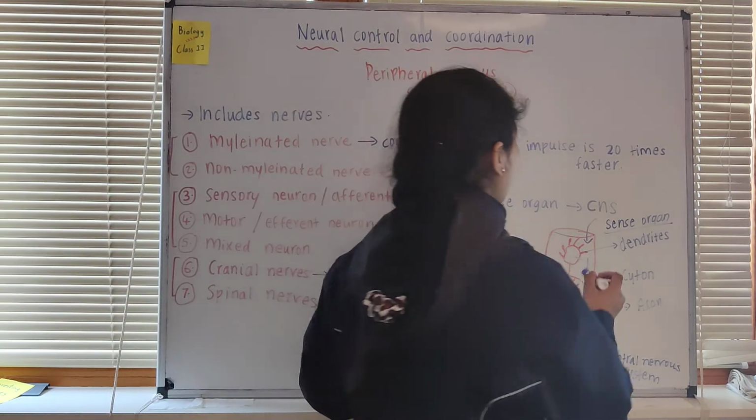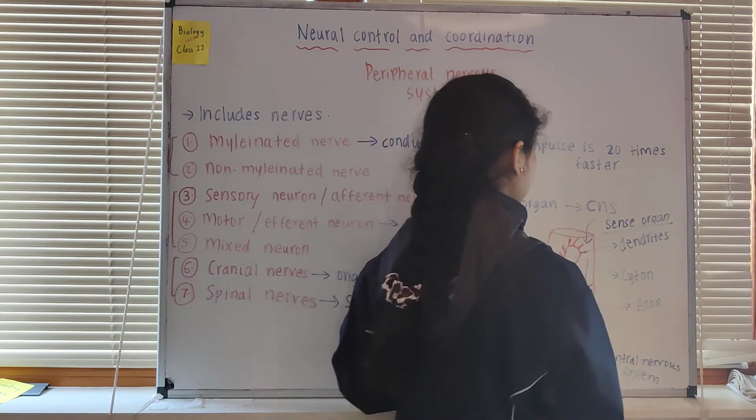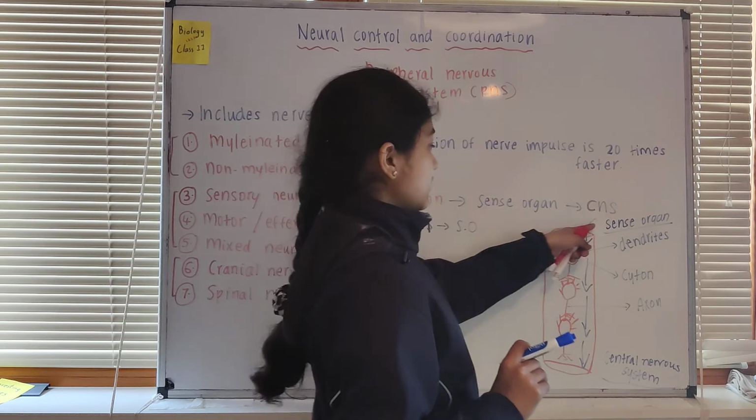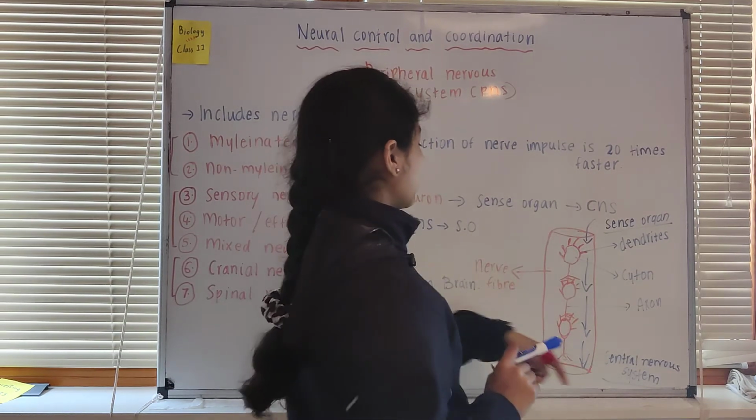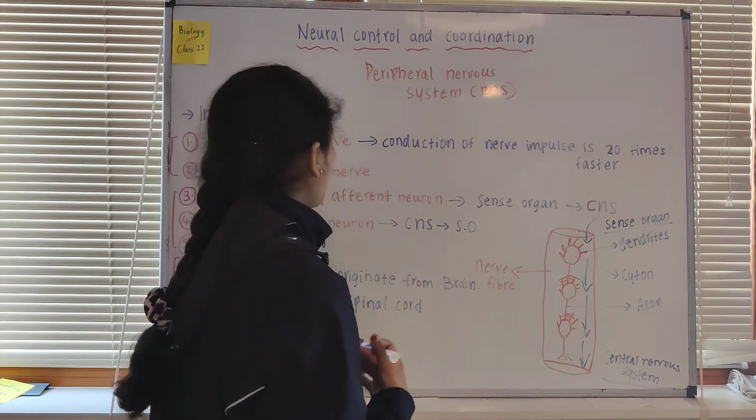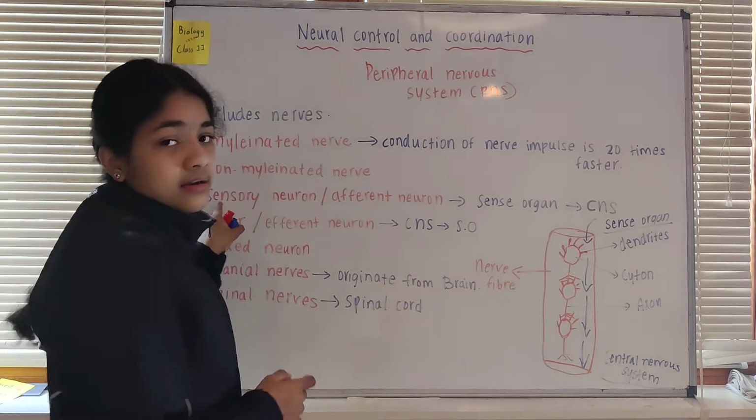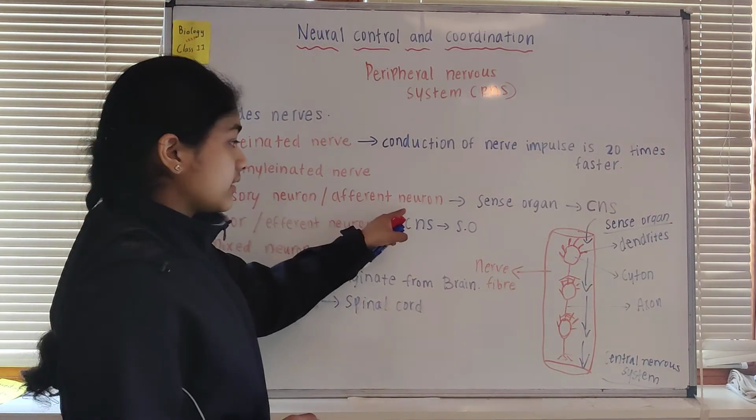Now here we have the sense organ and the central nervous system. If here we have the sense organ and here we have the CNS, then this nerve fiber might be a sensory or afferent nerve fiber.